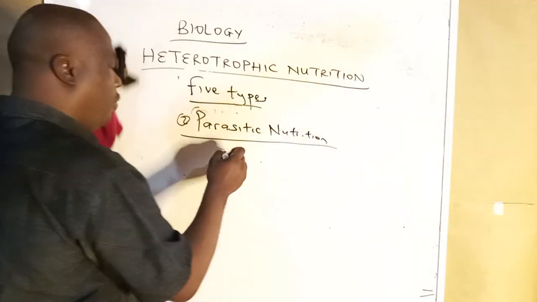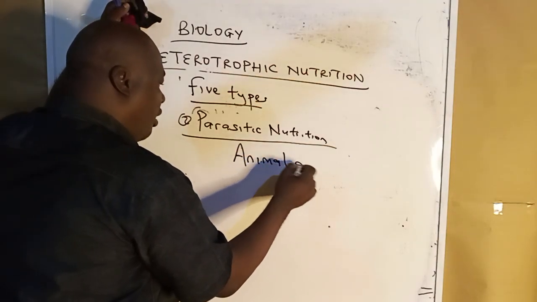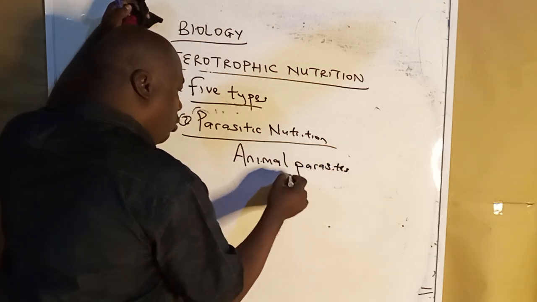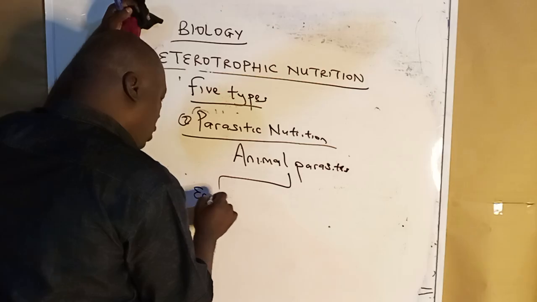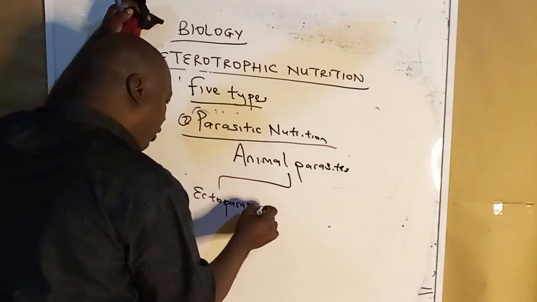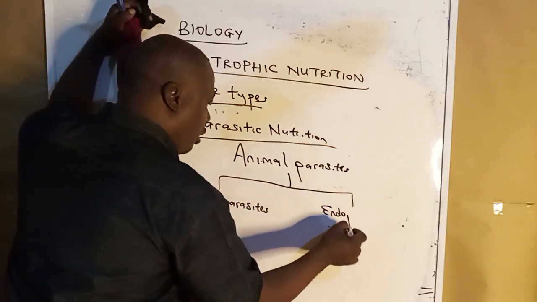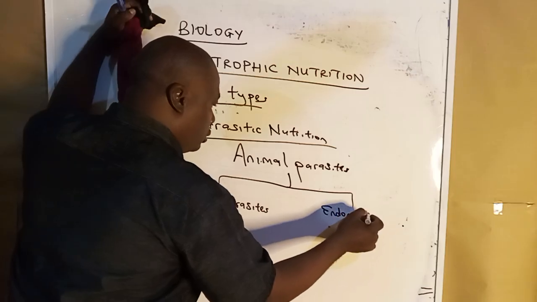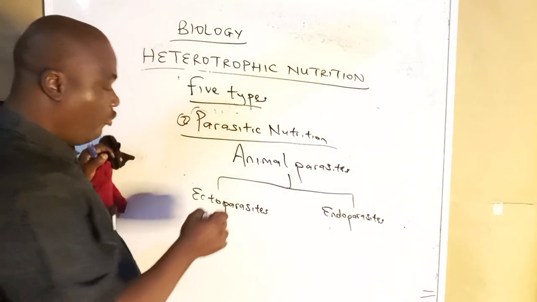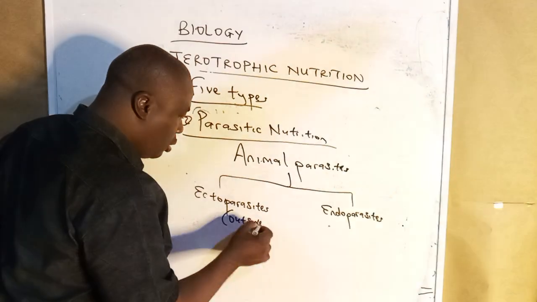Now, for animal parasites, I will personally classify this for you to make it easier. Animal parasites can have ectoparasites, and we can have endoparasites. Ectoparasites are parasites that live outside the body of the host. Outside the host.